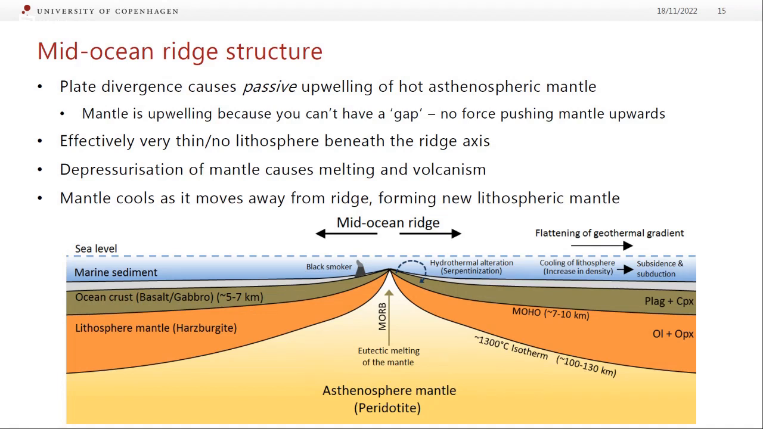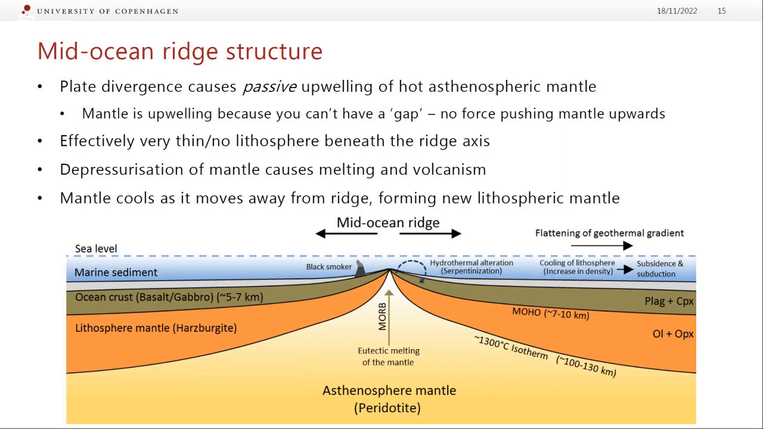So going back to the mid-ocean ridge structure, and this diagram's from Wikipedia, proving that you can get good stuff from there. As the plates are diverging, we're having this passive upwelling. So plates are moving apart, mantle is moving up in response to that, because you can't have a gap. So there's no force pushing the mantle upwards, it's just being pulled up because the plates are moving apart.